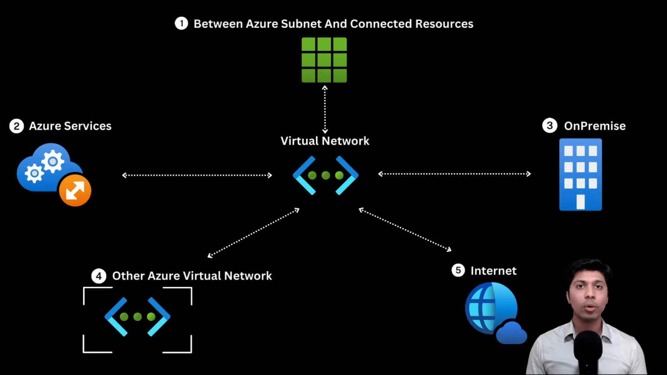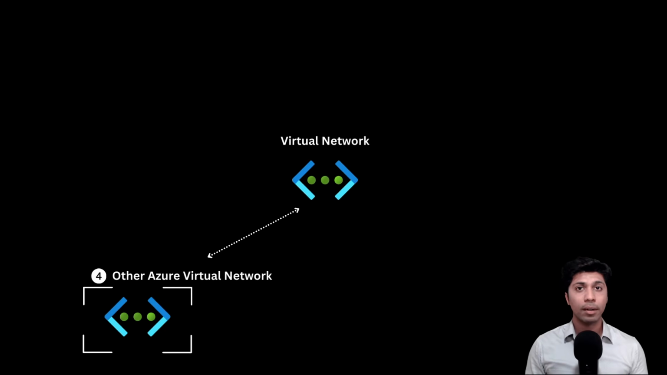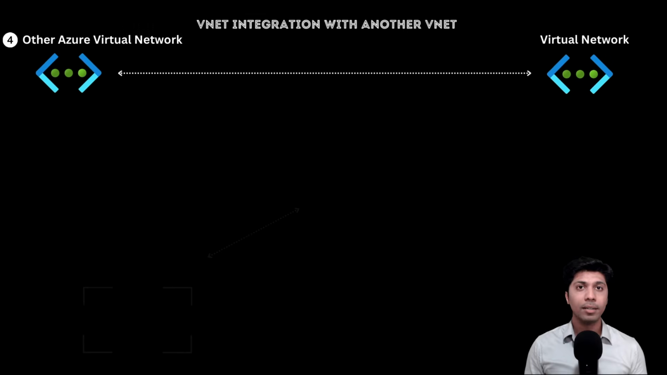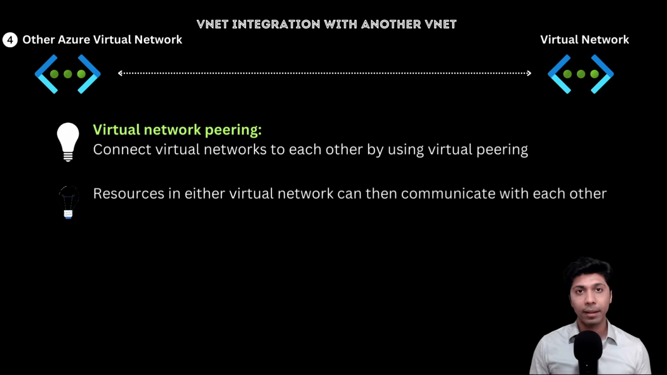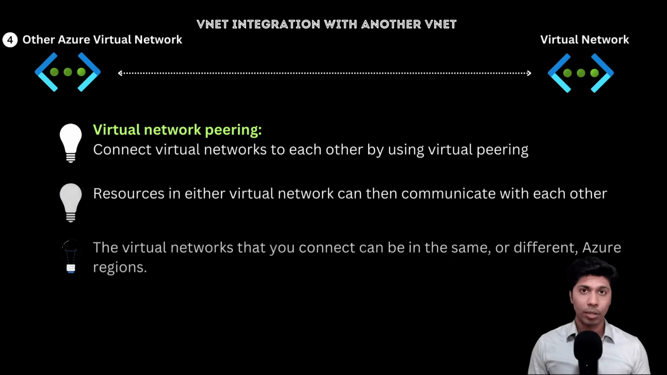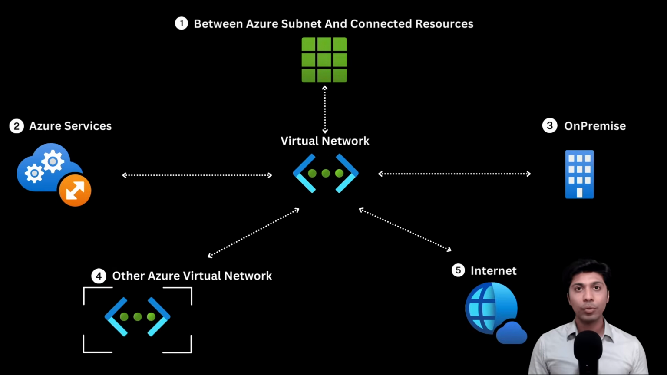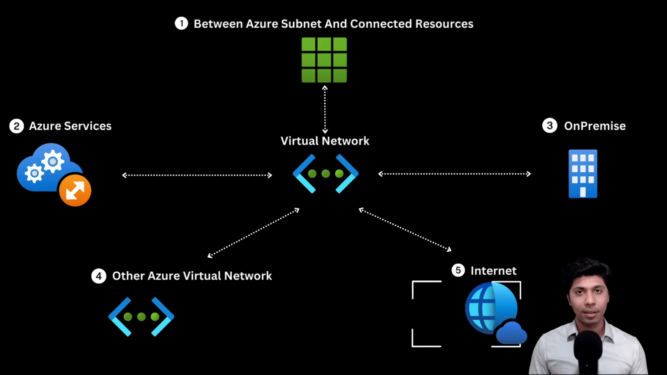Let's consider you have two or more different VNets in Azure. There are different services connected to them, and it is your job to enable communication between these services. What are your options? It is virtual network peering, which allows you to connect virtual networks to each other. Once you establish this communication, resources in either virtual network can then communicate with each other. The virtual networks that you connect can be in the same or different Azure regions. After VNet to VNet communication, let's move to our next communication: with the internet.